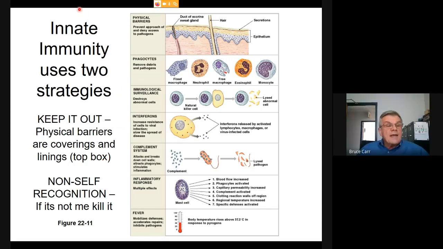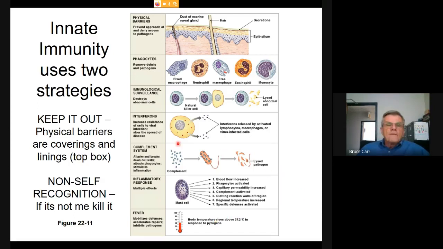First of all, here's innate. And there's basically two very different strategies represented on this list. This top line, physical barriers. This is your skin. This is the protection of your openings. And the idea is just deny access. Keep it out. Physical barriers are the coverings. They are the linings of your openings. And they are a feature of innate immunity. All of the others, from here down to here, are cellular based. And fever is actually a reaction that's based on a cellular product.